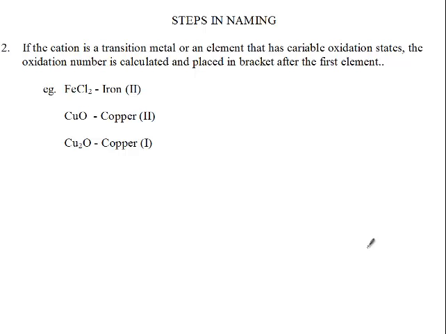Now, if we have such elements, group 1 elements or sometimes group 2 elements, their oxidation numbers are known. But if you have elements like the transition metals, their oxidation numbers are not known, and therefore we will need to calculate their oxidation numbers. Now, let's see the first one. The first one is iron(II). Why is it iron(II)? Let's try and calculate the oxidation number of iron.